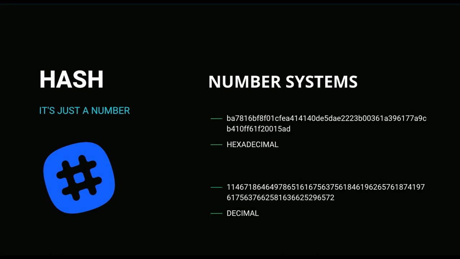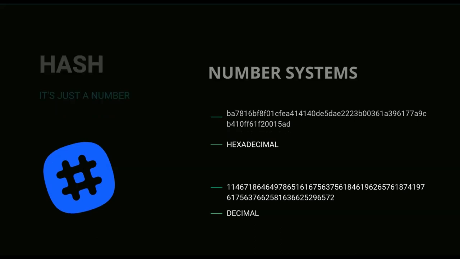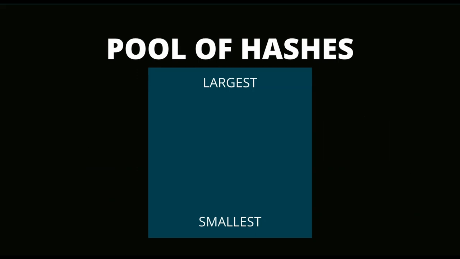Because we know that hashes are numbers which are smaller or bigger than each other. So let's draw a pool of hashes to understand this. This pool will contain all possible hashes. At the bottom, we have the smallest possible hash value, and at the top, we have the largest possible one. Now we have all these possibilities to vary the hash in between these limits.